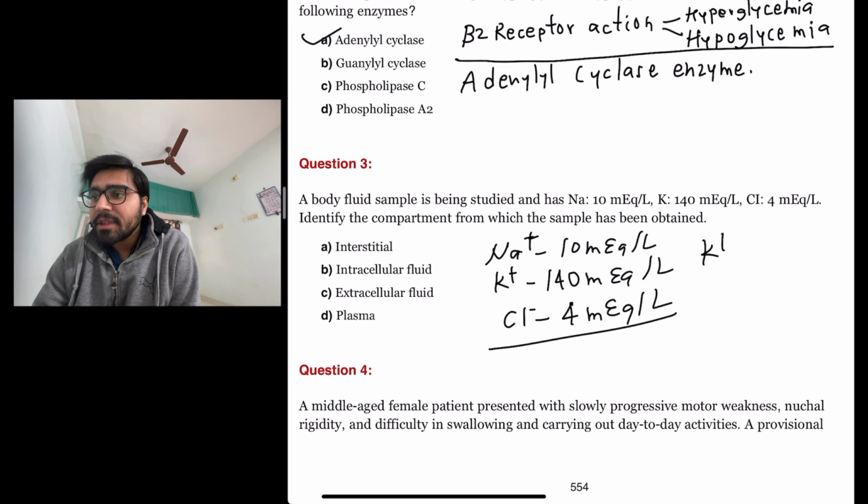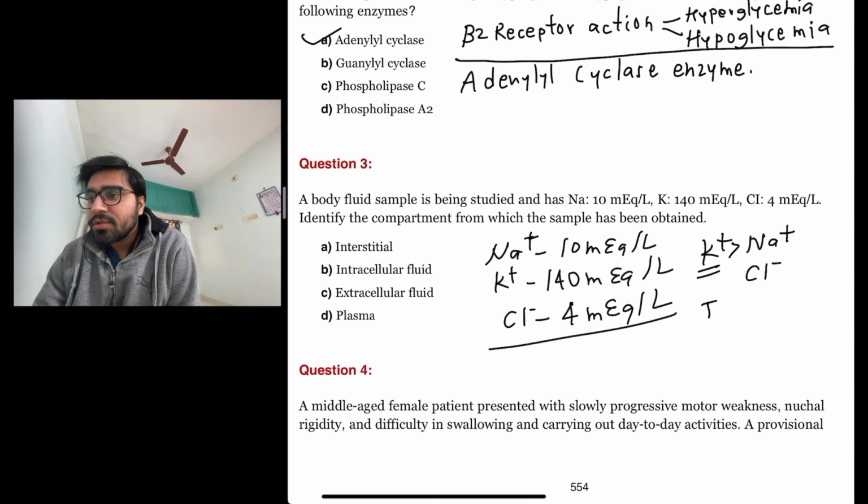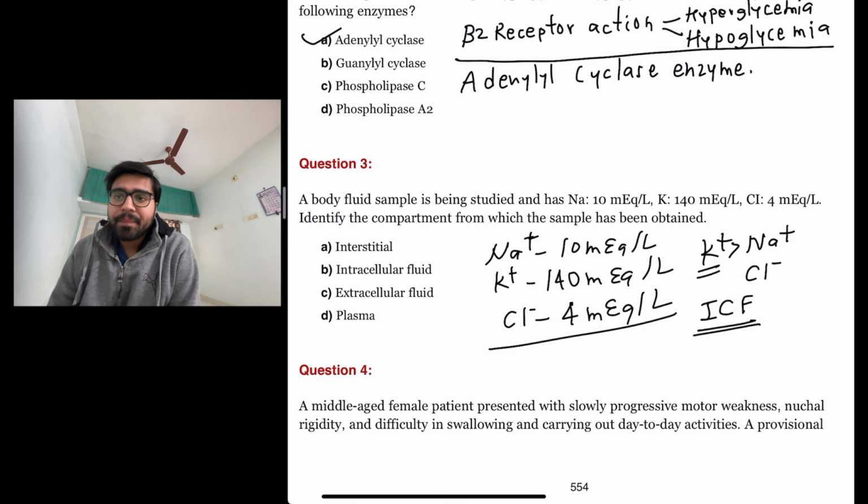So potassium is much higher than sodium as well as chloride in this question. So this body fluid is actually obtained from the intracellular fluid compartment, because the concentration of potassium is high in the intracellular fluid compared to extracellular fluid, interstitial fluid or plasma. So the answer here is B, intracellular fluid.